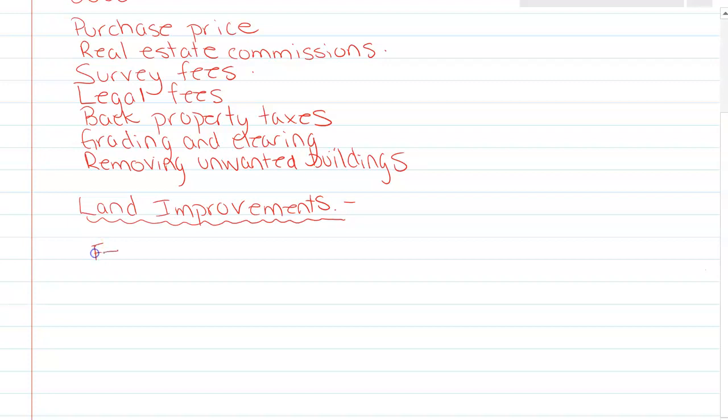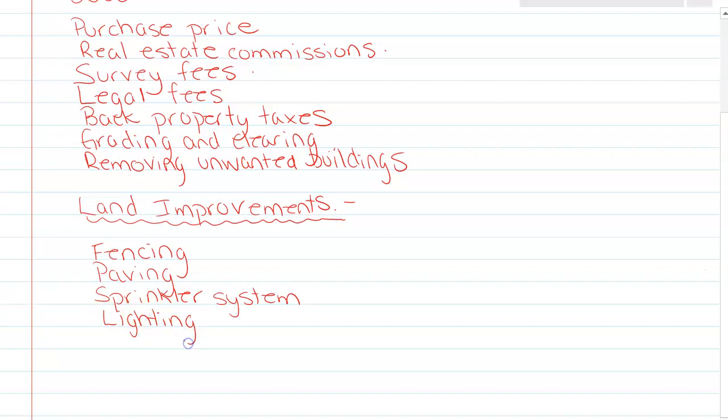So for example, if you're going to fence the property, that can go under land improvements. If you're going to pave the property or put in a driveway, that would go under land improvements. If you're going to put in a sprinkler system, that would be land improvements. Also, any type of lighting on the land would be land improvements, and also any signage on the land could go as land improvements.